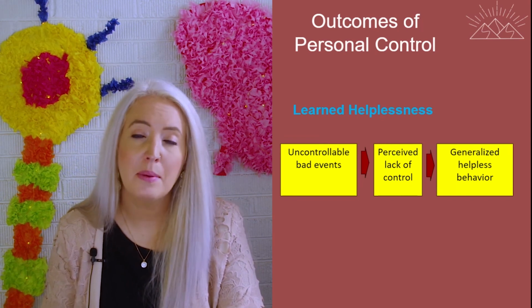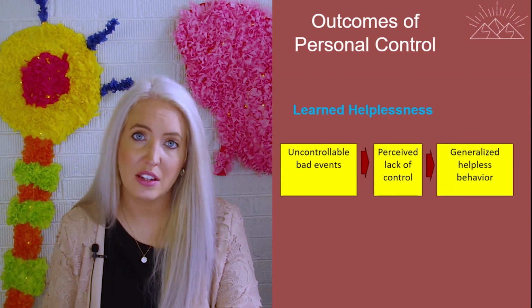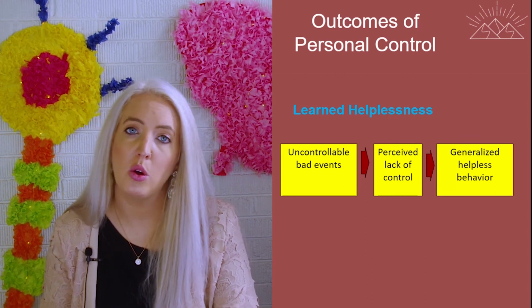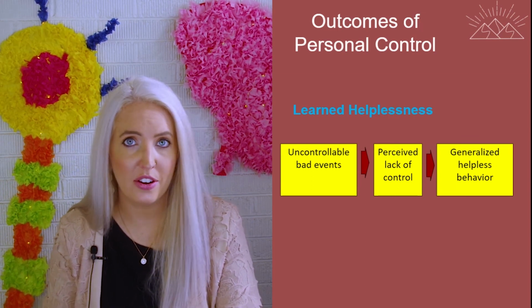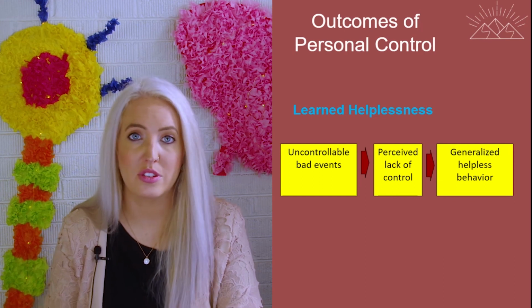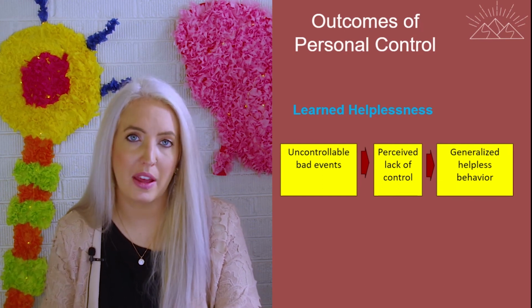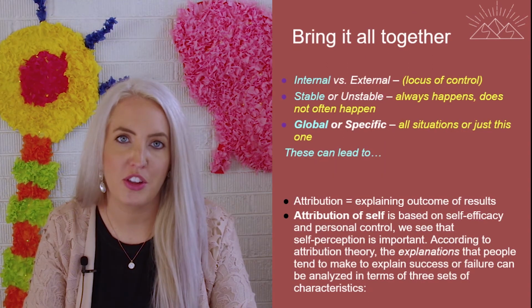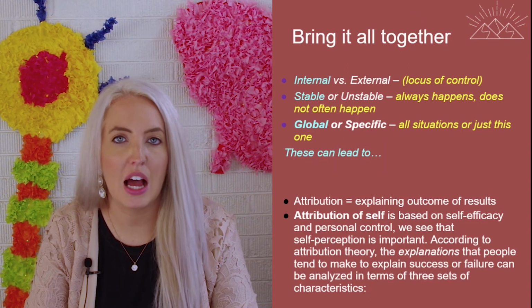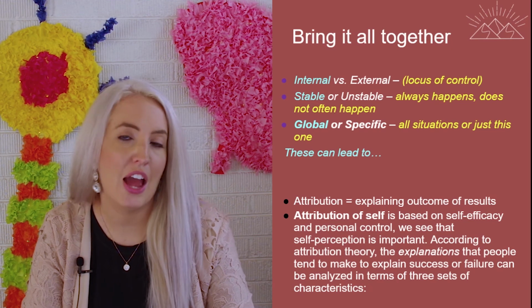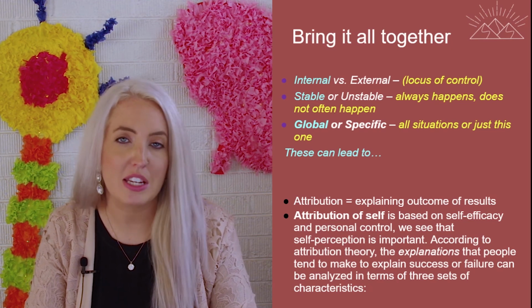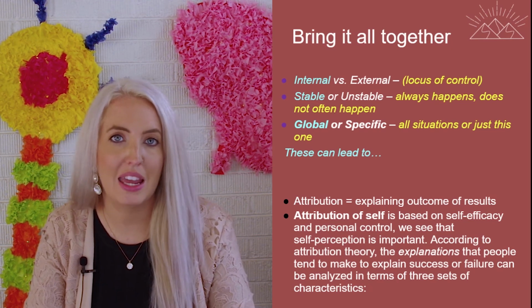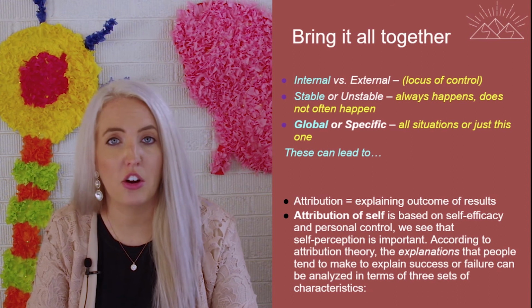And then finally, by looking at our self-efficacy and our locus of control, we can bring these ideas together to look at our attributional styles, how we explain the success and failure that we are faced with. Attribution theory brings together this idea of self-efficacy and locus of control to help us explain how we explain the outcomes that we experience in our life.